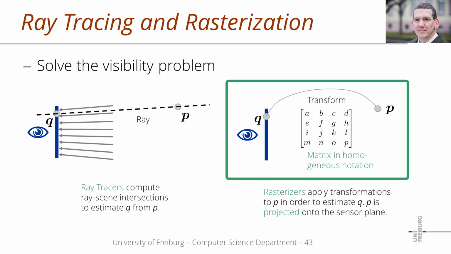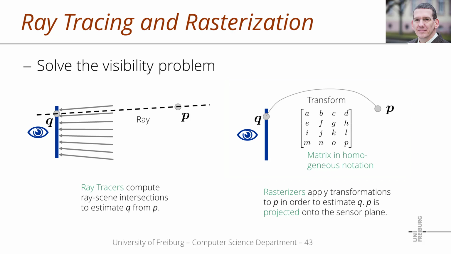In a rasterizer, shown on the right-hand side, we would perform a transformation of all scene points onto the sensor plane. In particular, we would transform point P onto the sensor plane, and point P would be transformed to position Q. So in both cases, in ray tracing and in rasterization, we find out that Q is the projected position of the scene point P. In terms of the transformation in the rasterization concept, we typically employ the homogeneous notation. This is indicated here with the 4x4 matrix, which would be the homogeneous matrix notation of a transformation in 3D. This concept, the homogeneous notation, will also be covered in the key course.